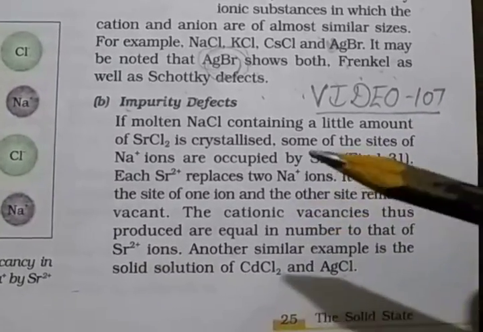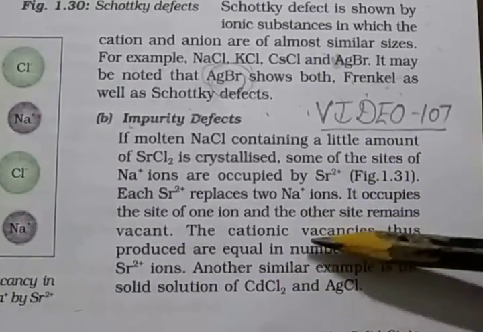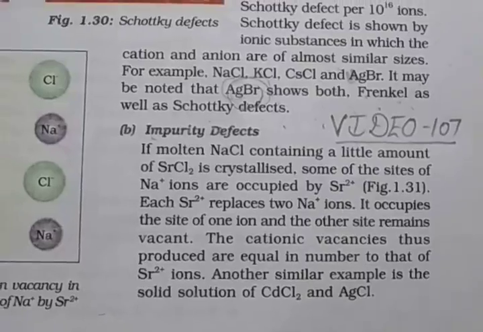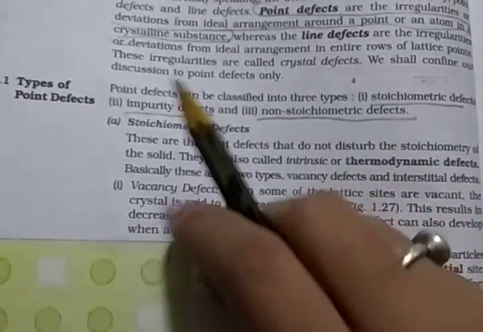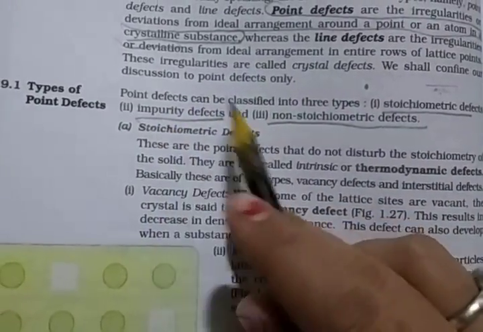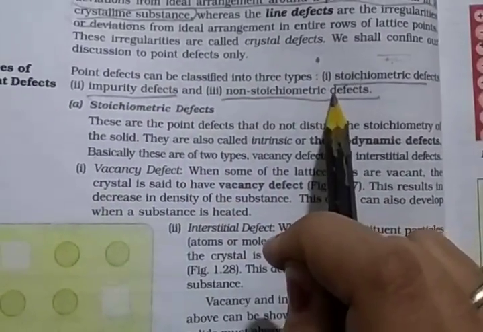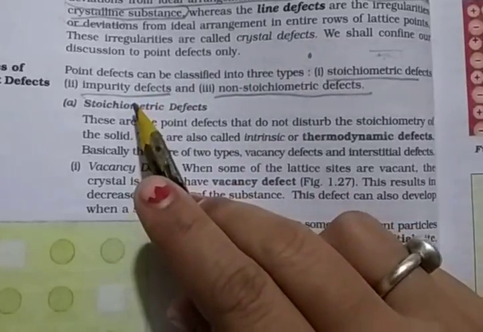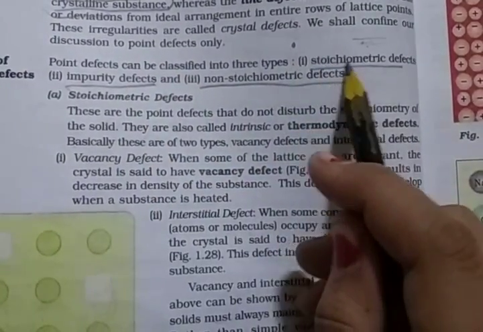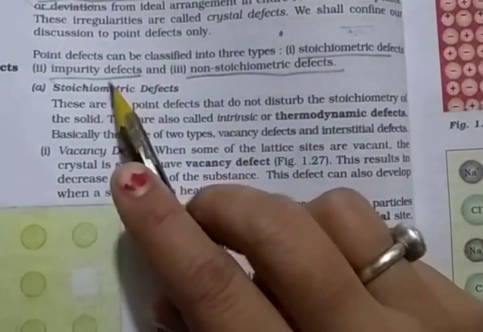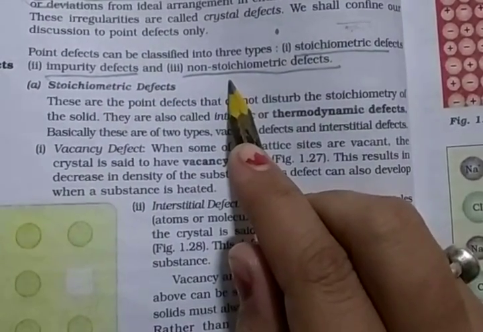In this video I will explain impurity defects and non-stoichiometric defects. In the last video I already explained stoichiometric defects. I explained that point defects are classified into three types: stoichiometric defects, impurity defects and non-stoichiometric defects. So in this video I will explain impurity defects and non-stoichiometric defects. So let us start.